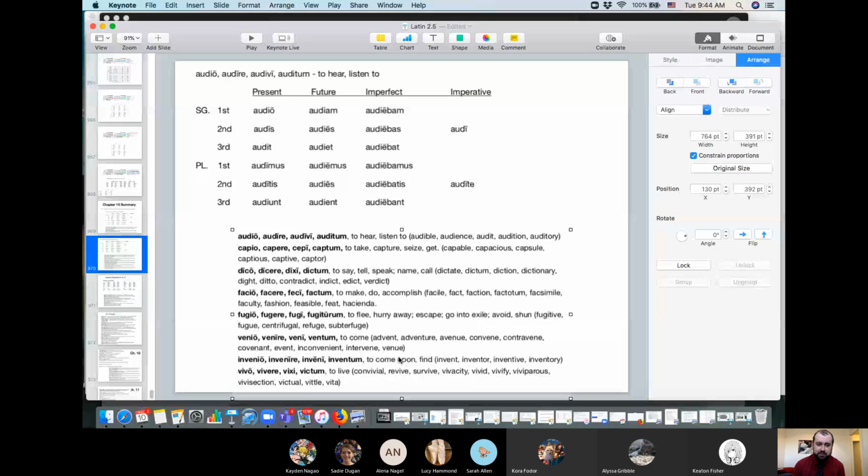The other ones are close to an English word that might help you. Venio, venire, maybe not so much, but if you know veni, vidi, vici is I came, I saw, I conquered, that's this word right here.